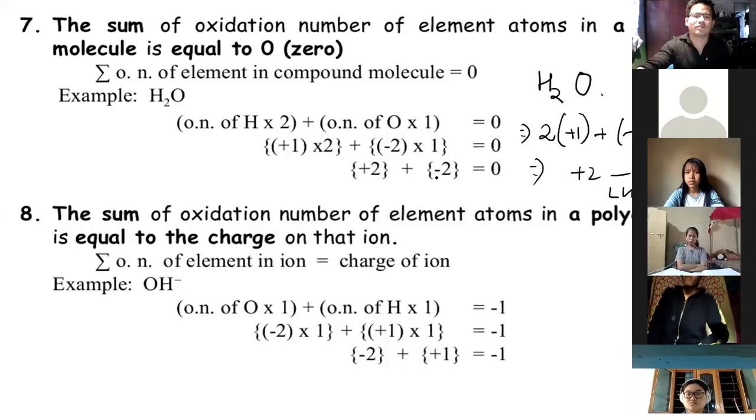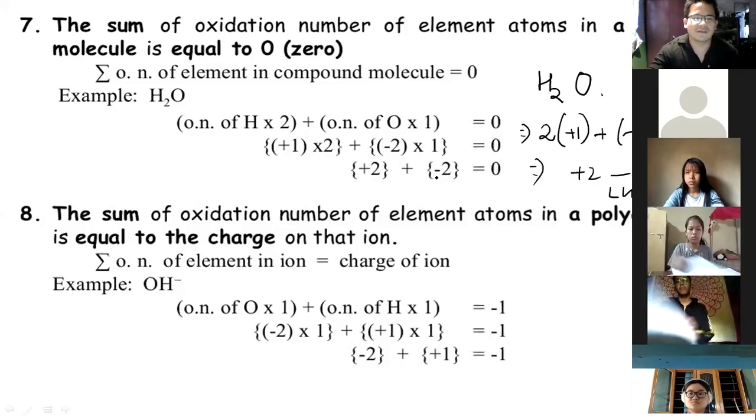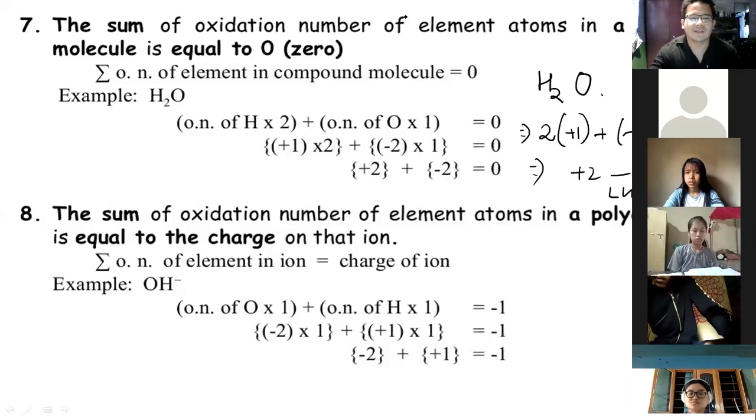Then next, rule number 8 says that the sum of the oxidation numbers of elements in a polyatomic ion is equal to the charge carried by the ion.